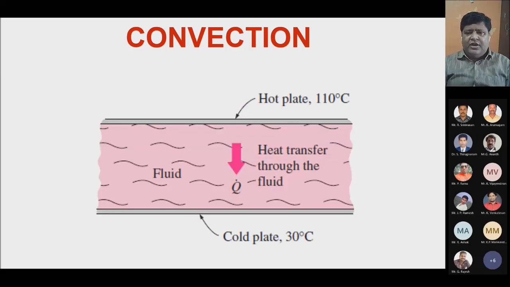So you take a hot plate here, for example, at 110 degrees Celsius, and you have a cold plate at 30 degrees Celsius here. The question is, what will happen to the cold plate? Will it get heated up or not? That is the first question. So let us consider natural convection.